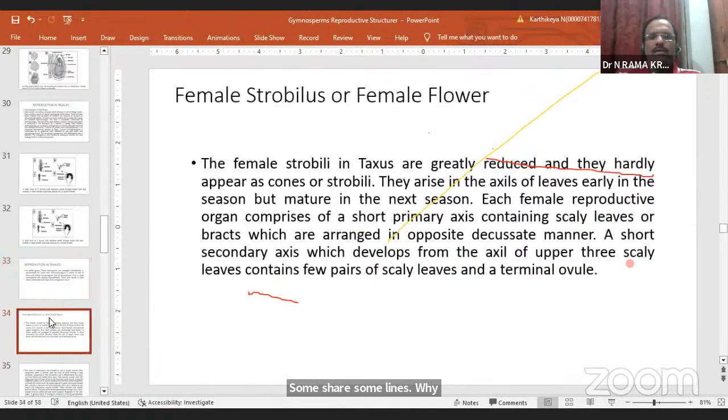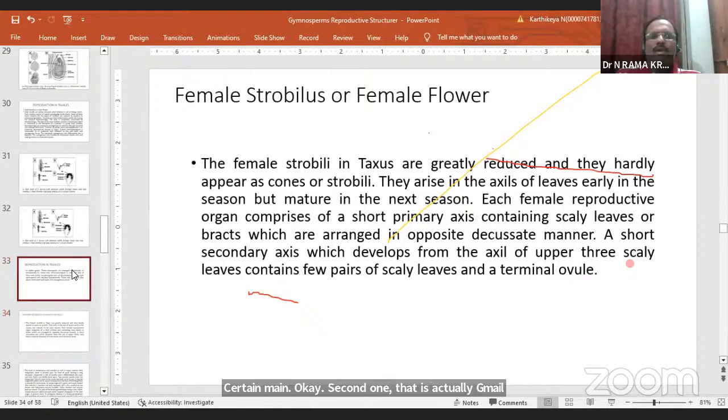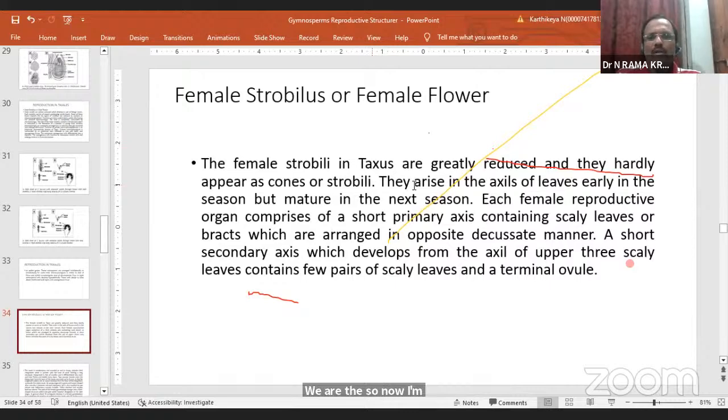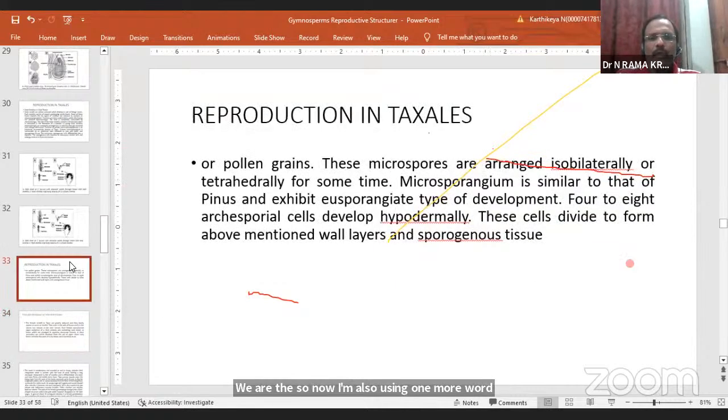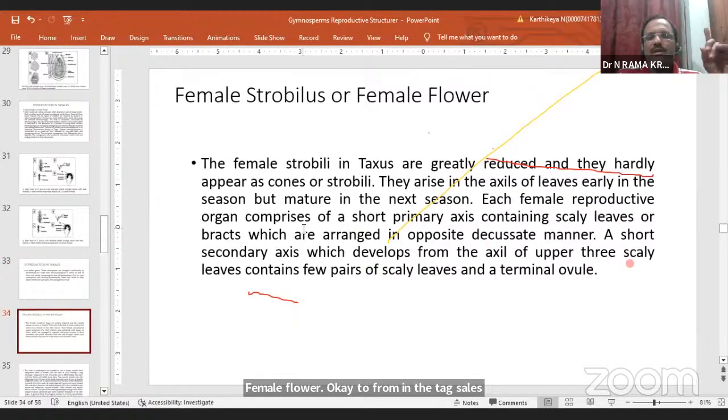So in male, okay. The second one is the female flowers in Taxus. Now I am also using one more word, female flower. In Taxus, we use the term female flowers. The female strobili in Taxus are gradually reduced and hardly appear as cones or strobili. They arise in axils of leaves early in the season but mature in the next season. The female reproductive organs comprise a short primary axis containing scaly leaves.